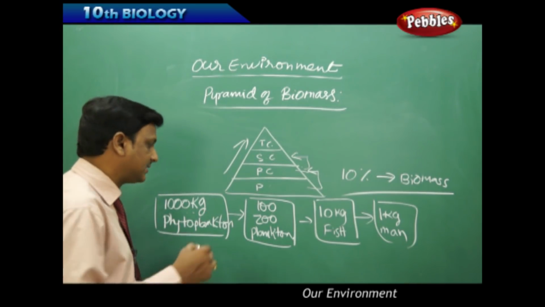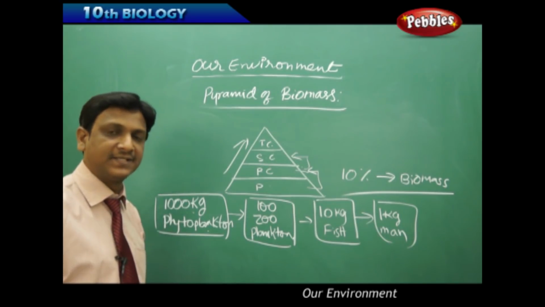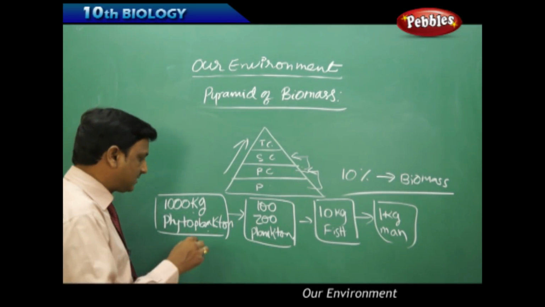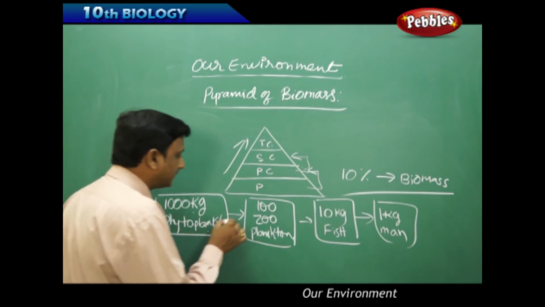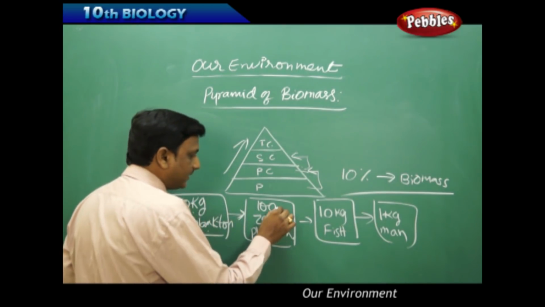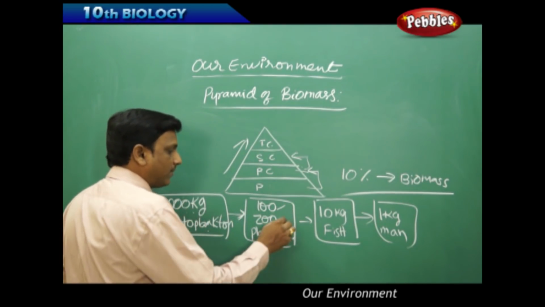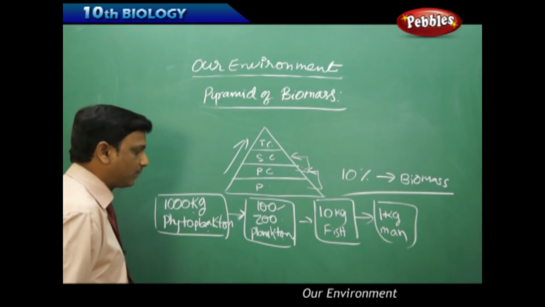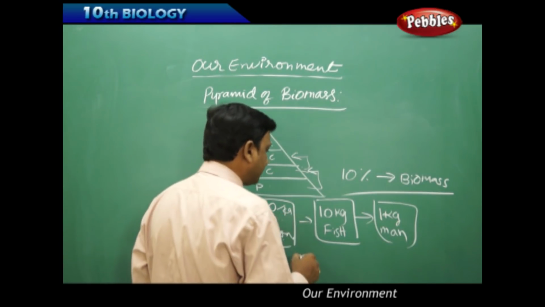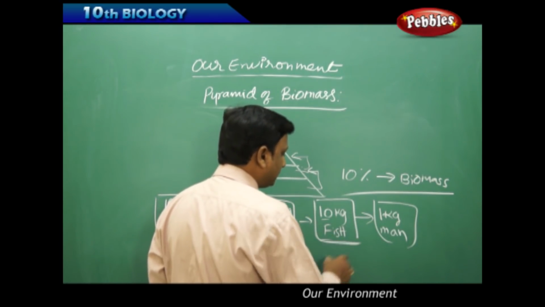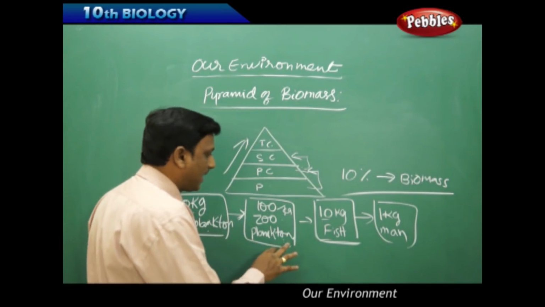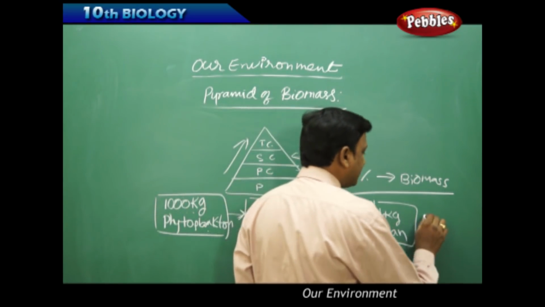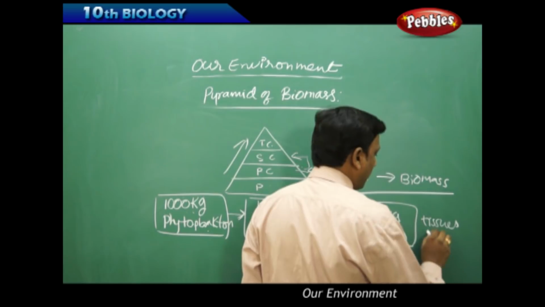So we have selected a simple food chain where, by using the sunlight, 1000 kilograms of phytoplankton is formed at the first level. Now the biomass is estimated 1000 kilograms. This 1000 kilograms of phytoplankton is used for the formation of 100 kilograms of zooplankton. This 100 kg zooplankton is eaten by fish, and this 100 kg of zooplankton could form 10 kg of fish.